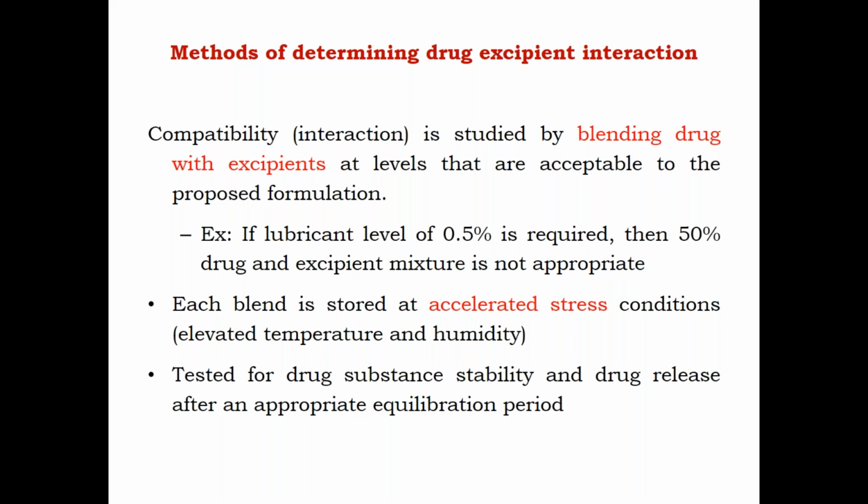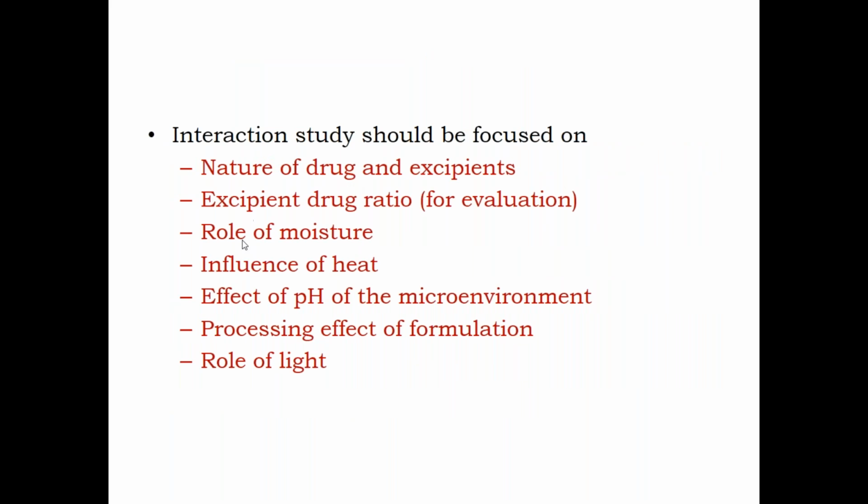We need to prepare a blend of drug and excipient. Blend means mixing. So the compatibility study is done by blending the drug with the excipient at levels that are acceptable in the proposed formulations. If I am adding one part drug and one part excipient, it is a 1:1 ratio. That's what I told you, we need to have an idea of how much drug and excipient ratios we are actually including in the formulation.